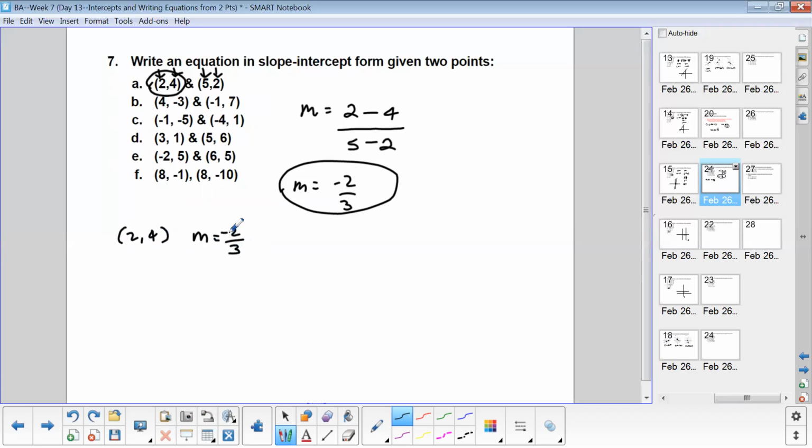So this is one method that we can use to find the equation, is to substitute into y equals mx plus b. Basically, I don't know the intercept. I know the slope, I just don't know the intercept. And I chose an ordered pair. So 4 is going to go in the place of y, negative 2/3 will go in the place of m, and 2 will go in the place of x. And I'm solving for the intercept.